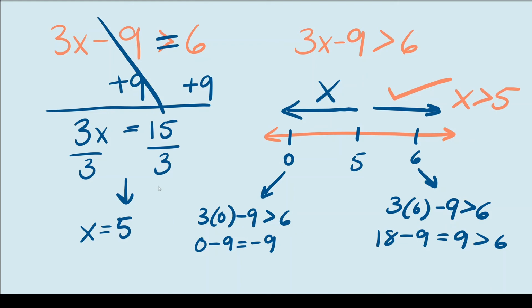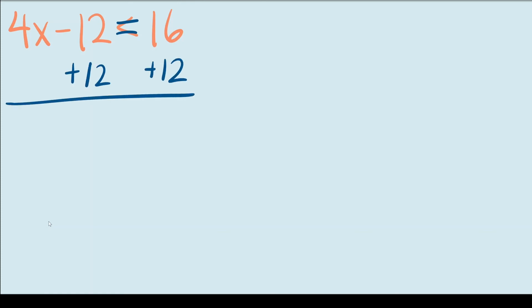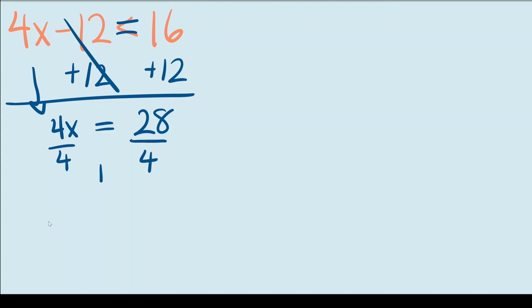Let's do one more practice problem. So here I have 4x minus 12 is less than 16. So I'm going to go through this one much quicker. I'm going to make this an equal, and I'm going to add 12 to both sides. The 4x comes down, the 12s cancel, and 16 plus 12 is 28. Now I'm going to divide both sides by 4, and that gives me x equals 7.